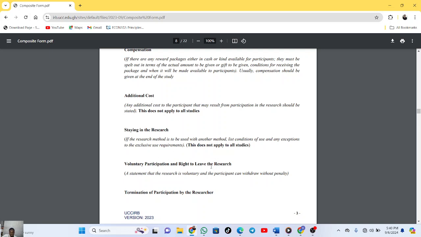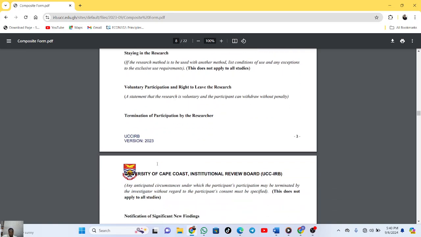Voluntary participation and right to leave the research. Yes, it is also very important. You have to tell the participant that the research you are conducting is voluntary and it is not a coercion. So willingly, if he or she is ready to take part, then you give the informed consent to the person to fill.